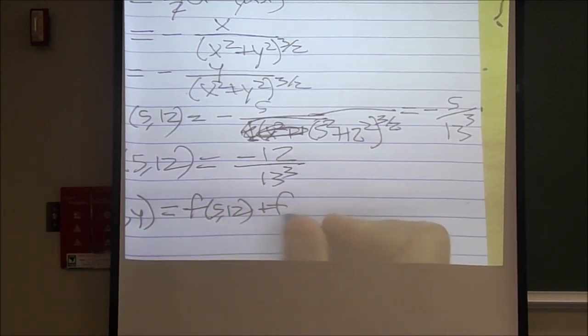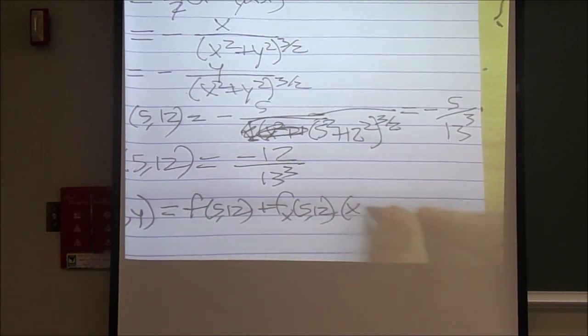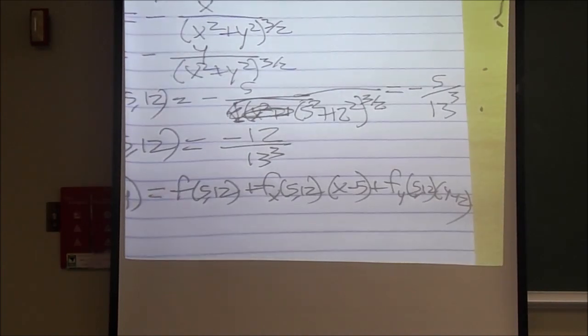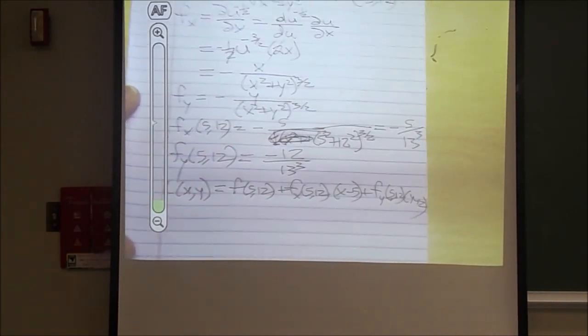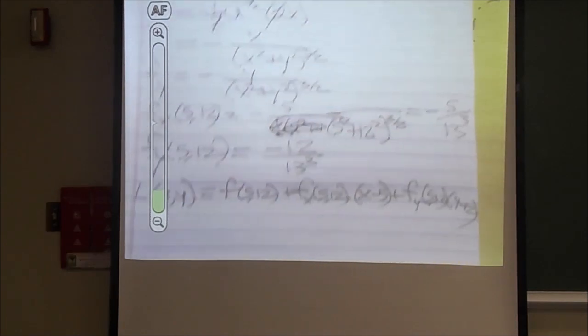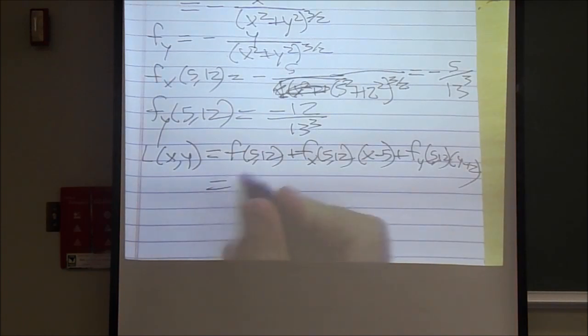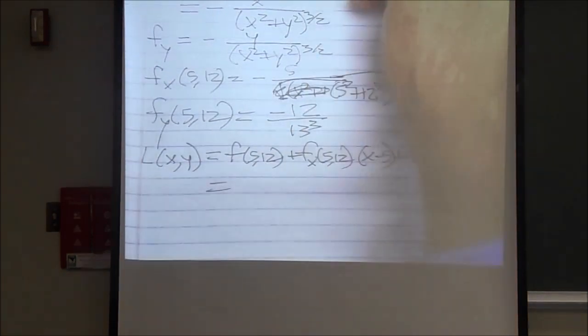plus partial of f with respect to x at (5, 12) times x minus 5, plus partial of f with respect to y at (5, 12) times y minus 12. And there it is, the linearization. Can you see all of that, hopefully? The linearization is this. Well, f of (5, 12) is 1 over the square root of 5 squared plus 12 squared, which is 1/13.